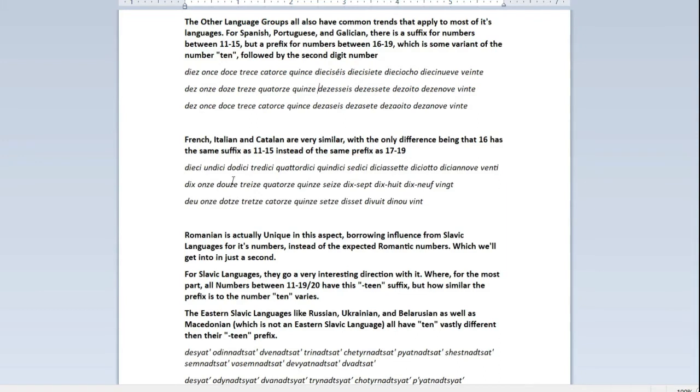But yeah, a relatively interesting concept is that it goes from 11 to 15 and then 16 to 19. French, Italian, and Catalan are very similar, but they go a different direction with it. Instead of it going from 11 to 15 and then 16 to 19, this one goes from 11 to 16 and 17 to 19. So, for example, we have, also this is supposed to be, the order is wrong here. It's Italian, then French, then Catalan.